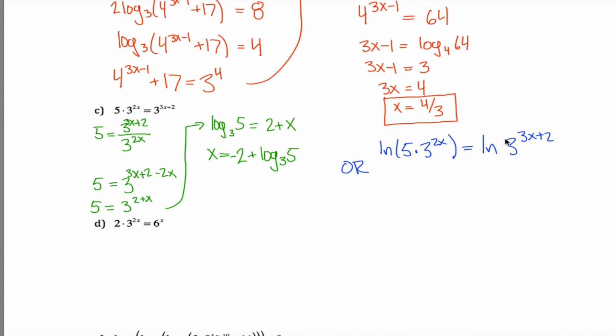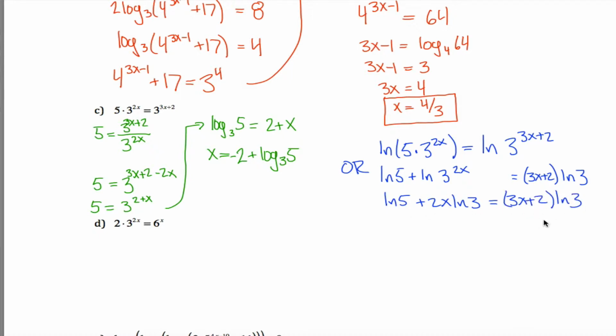I took the natural log of both sides so that I could deal with the exponents. I can move this exponent down in front. I can make this 3x plus 2 times the natural log of 3. However, I can't take this 2x and bring it down in front because I'm not taking the natural log of something to the 2x. I'm taking the natural log of something times something to the 2x. So I have to first apply my first log rule to rewrite this as the natural log of 5 plus the natural log of 3 raised up to the 2x power. And then I can bring that 2x down in front to get to here. And I'm not done yet.